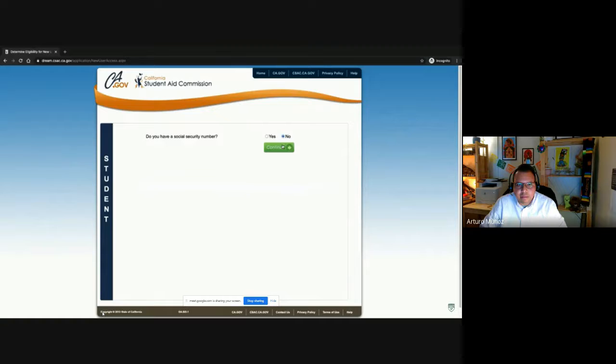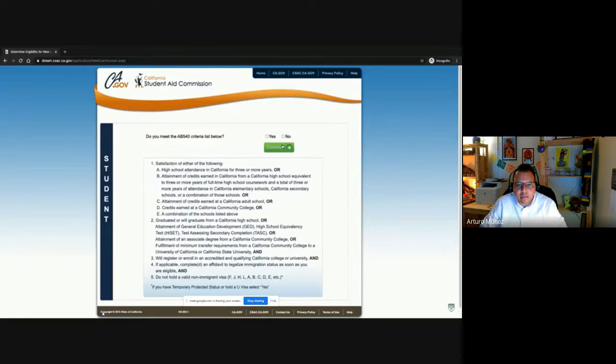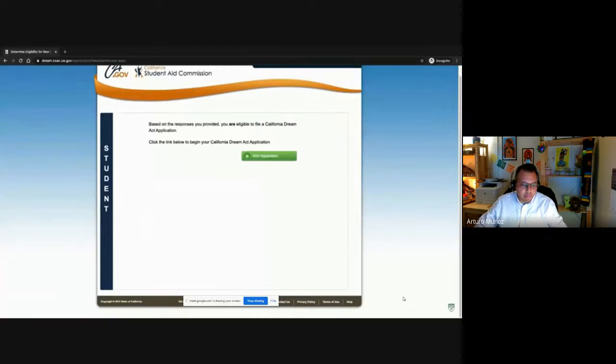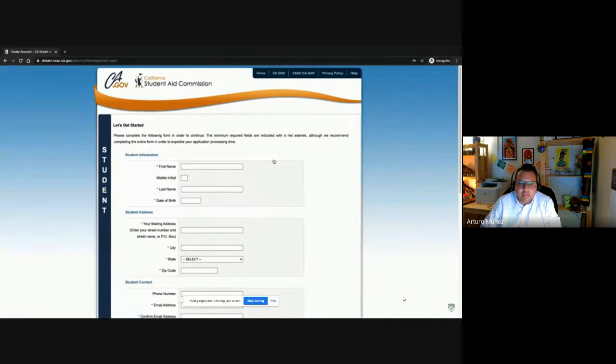Students without a Social Security number should click No and continue. Read the AB 540 criteria carefully. First-time users will need to create a username and password. Keep your username and password in a safe and secure location so you can always access your California Dream Act application.